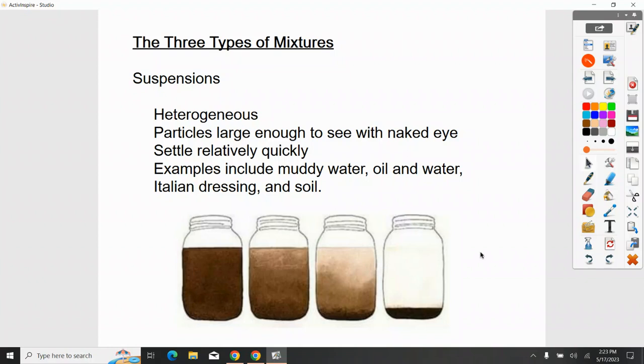In the liquid ones, it's easier to see the settling, but even if you took soil and it was loose enough in a bucket and shook it up, the heavier stuff would fall to the bottom and the lighter stuff would stay at the top.